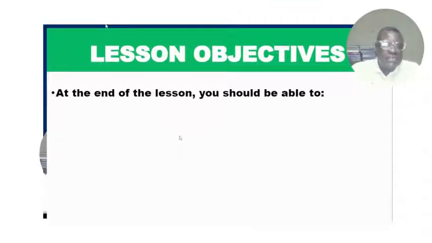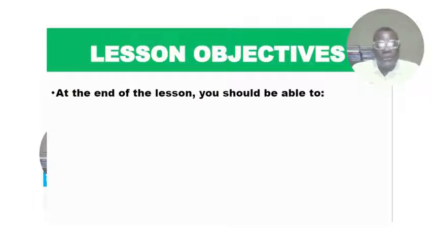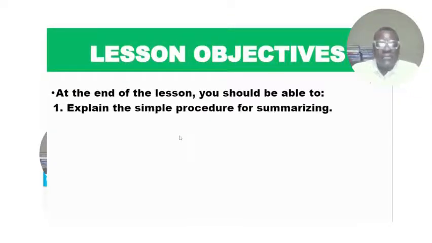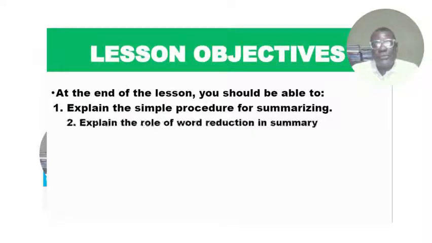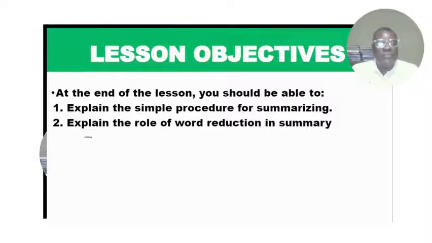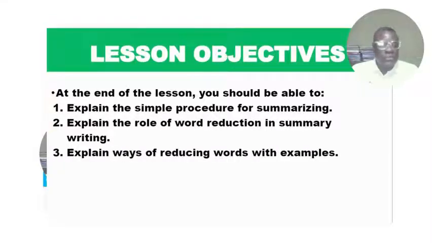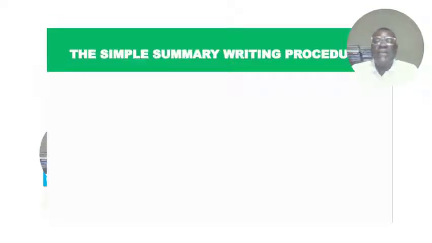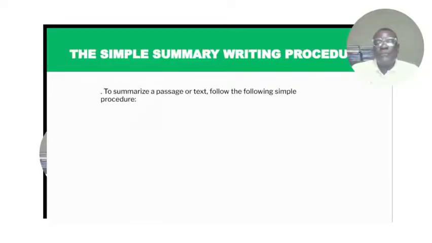At the end of the lesson, you should be able to do the following. 1. Explain the simple procedure for summarizing. 2. Explain the role of word reduction in summary writing. And 3. Explain ways of reducing words with copious examples. Let's begin with the first item on our agenda, the simple summary writing procedure.